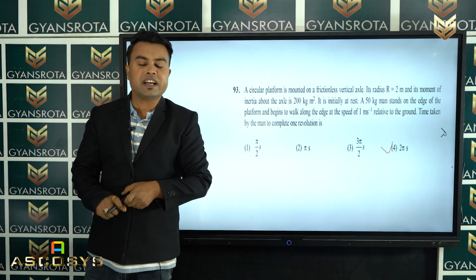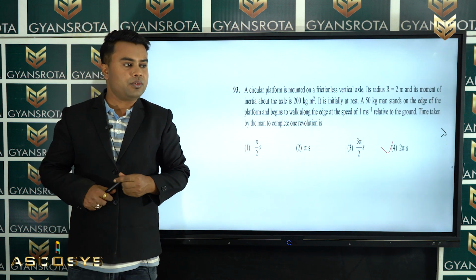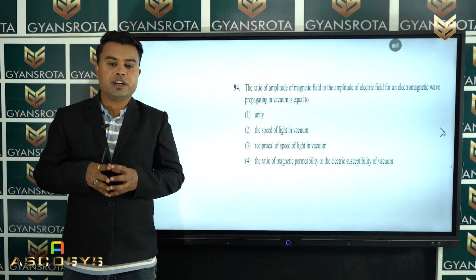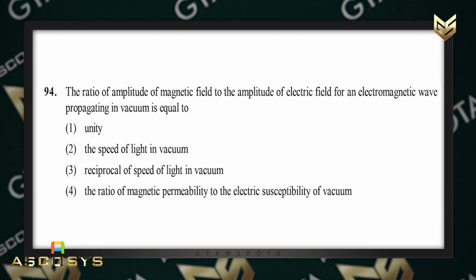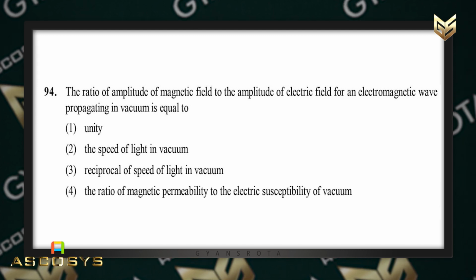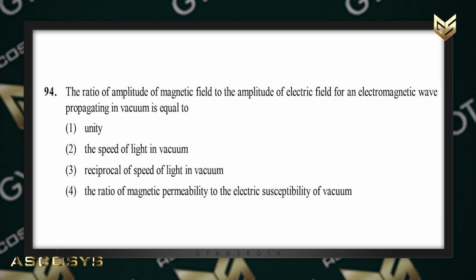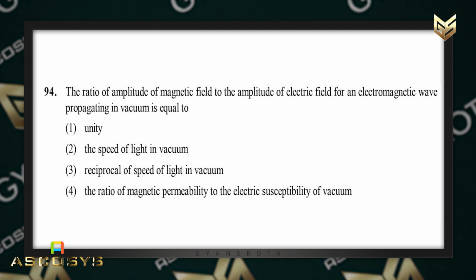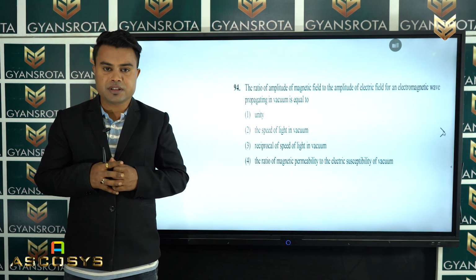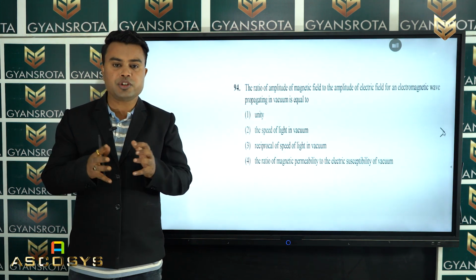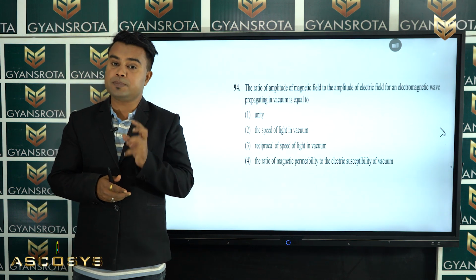So now let us move to the next question, that is question number 94. It says that the ratio of amplitude of magnetic field to the amplitude of electric field for an electromagnetic wave propagating in vacuum is equal to how much? This question came from the chapter electromagnetic waves, where the right answer is the reciprocal of the speed of light.